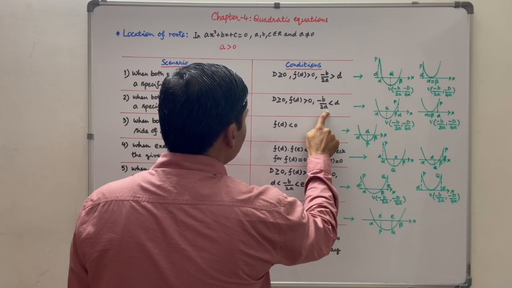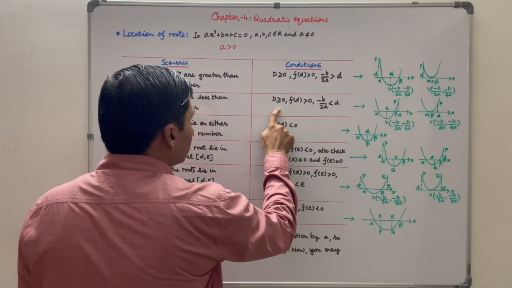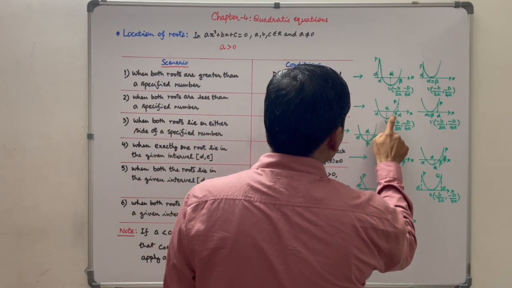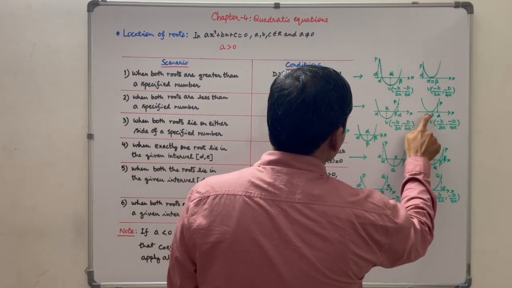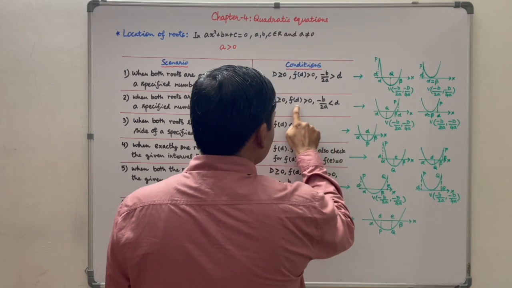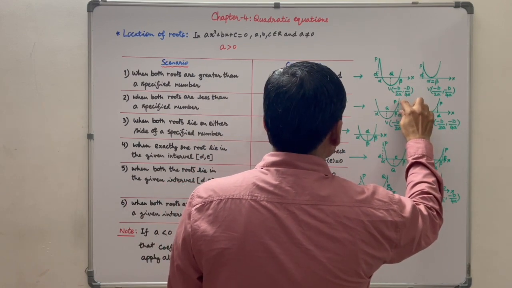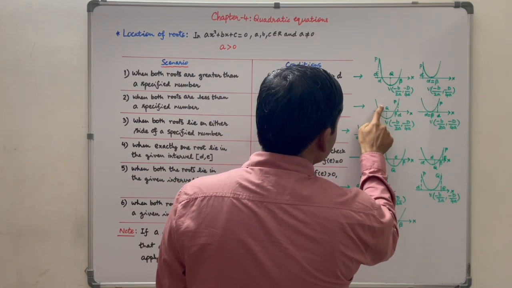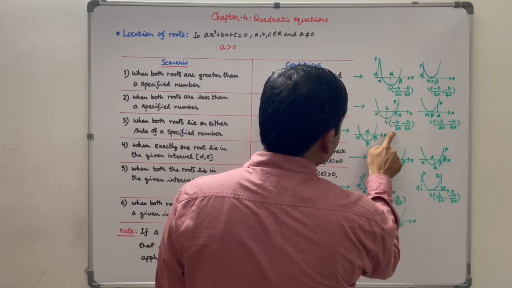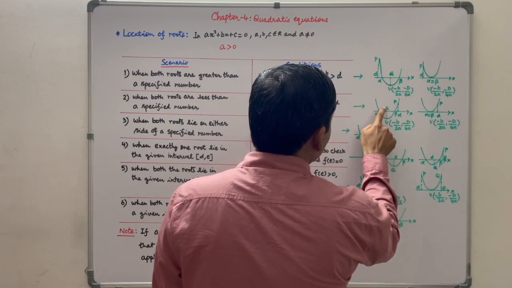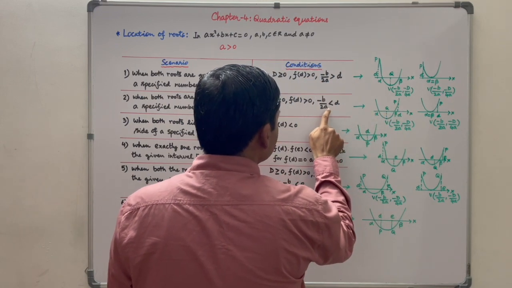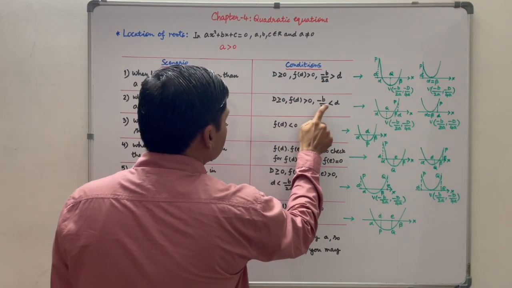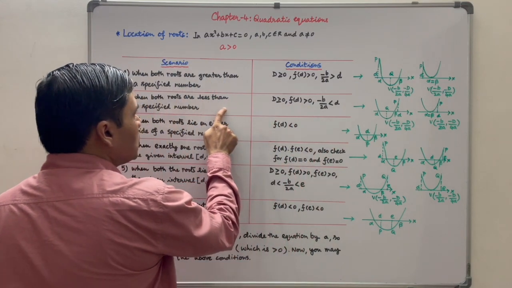Let us understand them one by one. D is greater than 0 means roots are real and distinct. D is equal to 0 means roots are real and coincident. Clearly, f(d) is greater than 0. Point Q represents x = −b/2a. So, minus b by 2a is less than d. And this is condition number 3. So, these three conditions are applicable in this scenario.